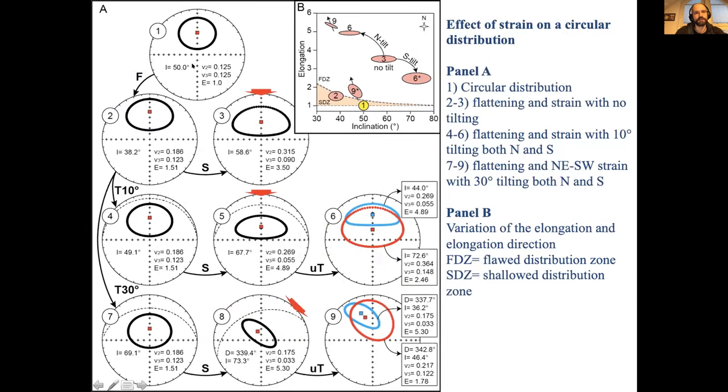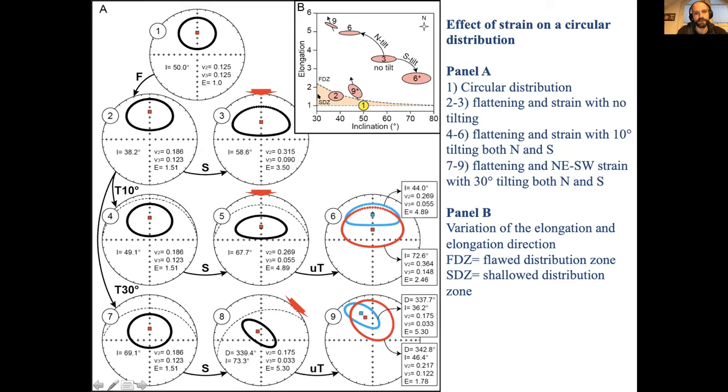We started with a circular distribution for two reasons. It's easier to visualize, and second, it is not necessarily far from reality, because if we sample one single stratum, we are not expecting to average out the circular variation. So we would have a Fisherian distribution, which is not far from a circle. We apply different scenarios to this circular distribution, with an inclination of 50 degrees and a radius of 30 degrees. We apply first a flattening and then a pure shear simulation.